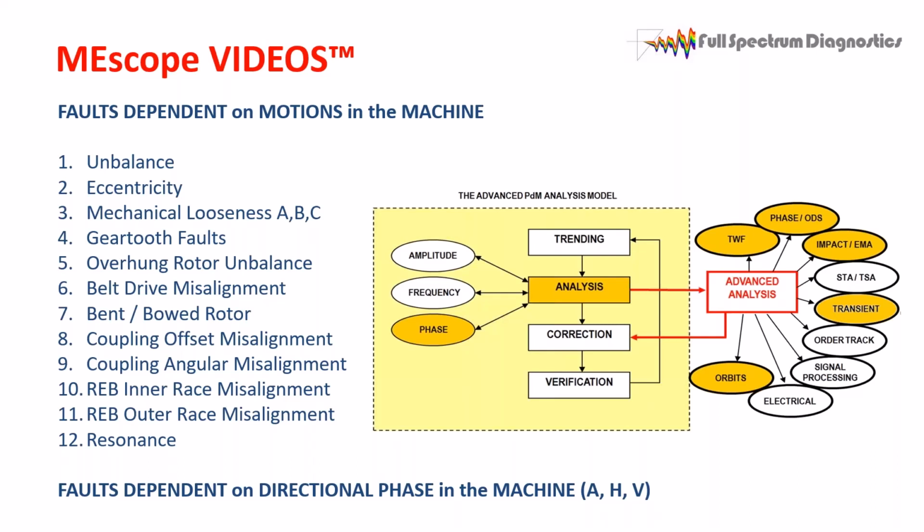Every one of these faults will show up on my vibration periodic table in the synchronous column. And we'll show you that in a minute. But that just means they all have the same frequency signature. It's a high turning speed of the shaft.